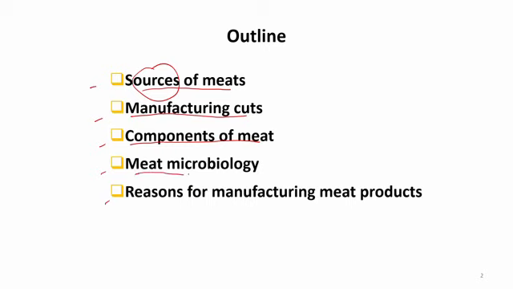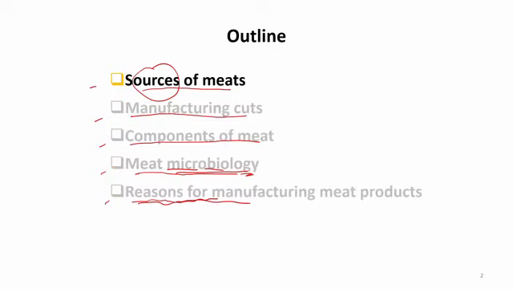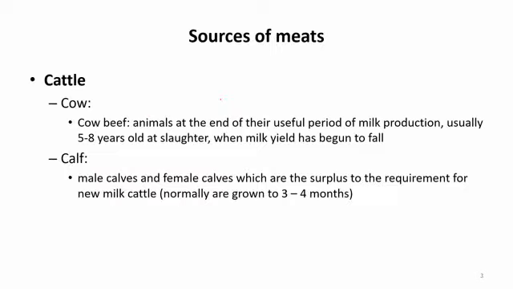And we also talk a bit about meat microbiology, vi sinh vật học liên quan đến thịt, microbiology. And now we finish this whole lecture today, explain the reason why we should manufacture meat products, why we don't just use fresh meat instead of processing it. Okay, now the first part, sources of meat.